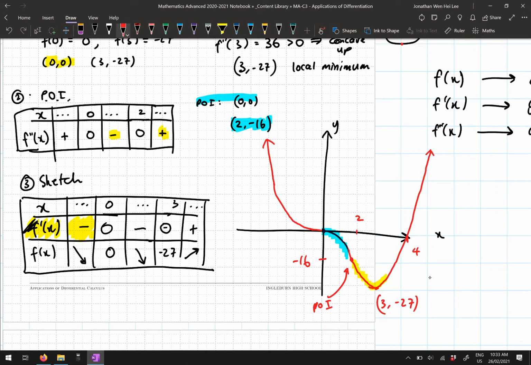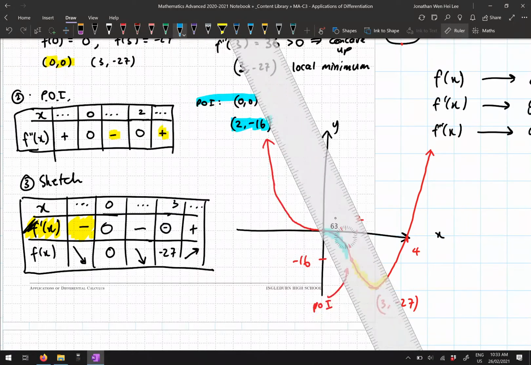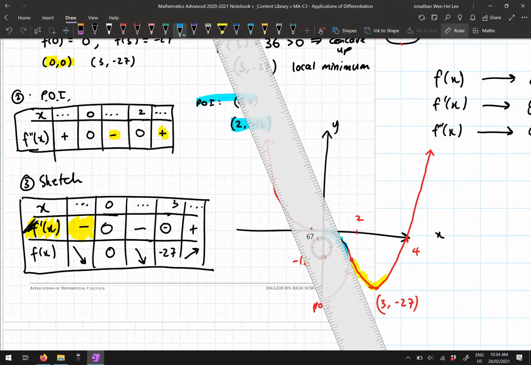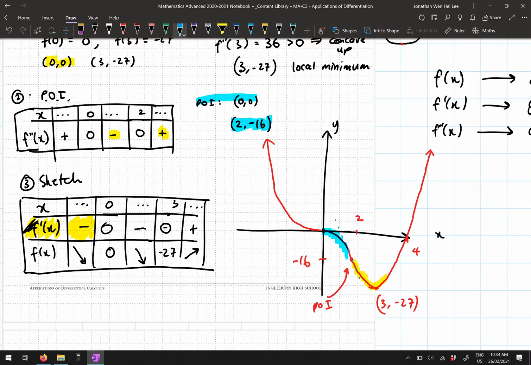Now, as you notice, is it a horizontal point of inflection? Is the tangent horizontal at that point? No. Notice here, if I drew a tangent at this point, it would look something like this. It's like a slanted line. So this is not a horizontal point of inflection. It's just a regular point of inflection. We do have a horizontal point of inflection.